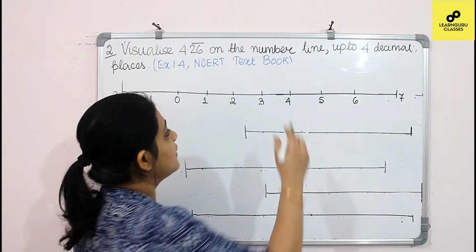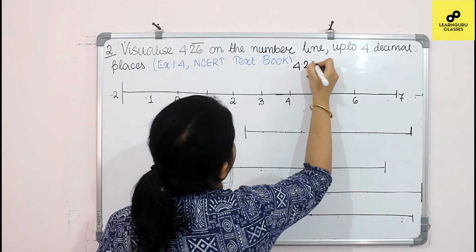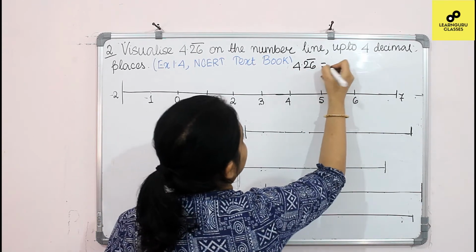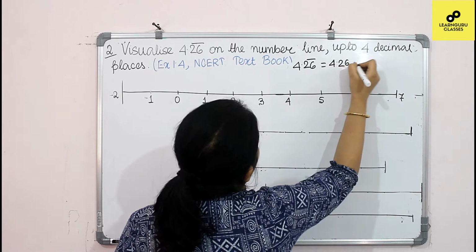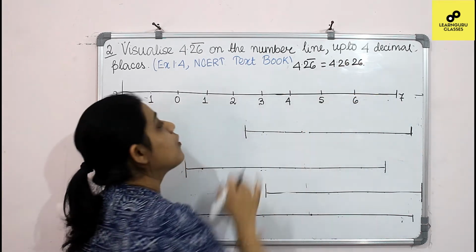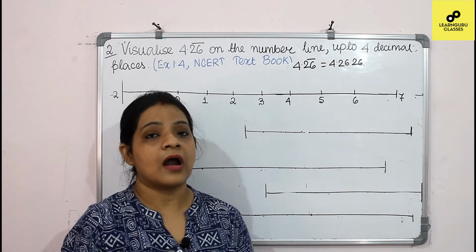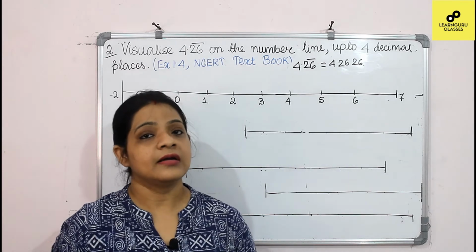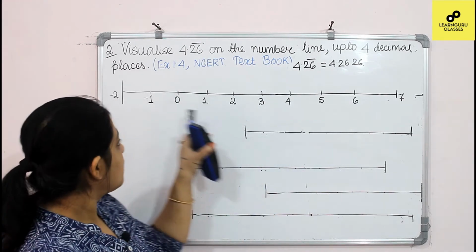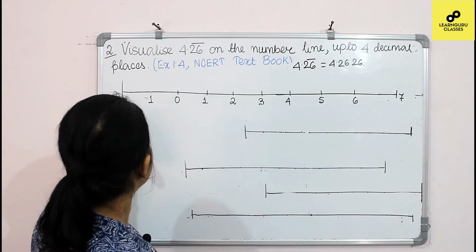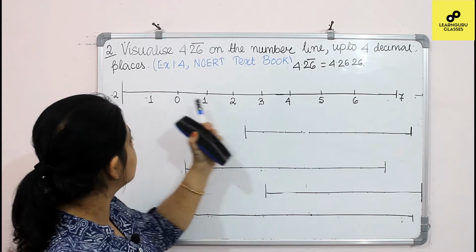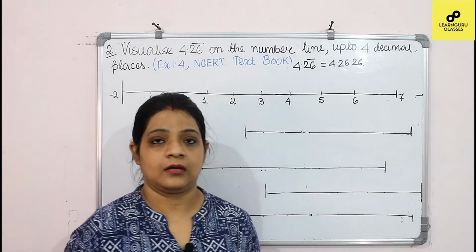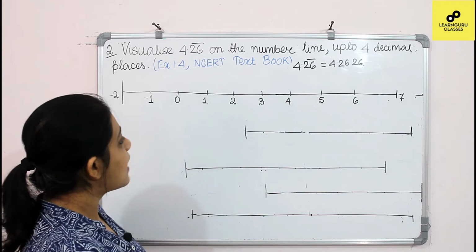So this can be written as 4.26 bar. Up to 4 decimal places, you can write it as 4.2626. This 4.2626 you are to represent on the number line. First of all, this is the first number line, starting from -2, -1, 0, 1, 2, 3 up to 7. So this is the basic number line.